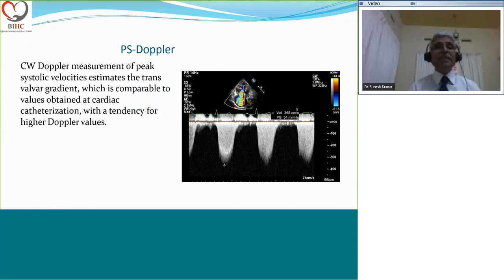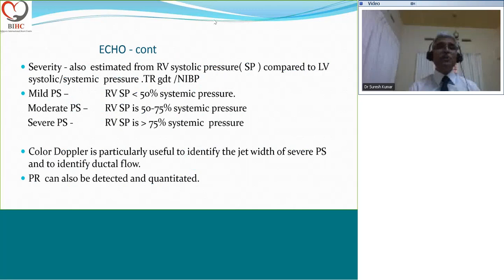The severity of pulmonary stenosis can be estimated by looking at the gradient and looking at the RV systolic pressure. In mild PS, the RV systolic pressure is less than half systemic. In moderate PS, RV systolic pressure is 50 to 75% of systemic, and in severe, it's more than 75% of systemic pressure.